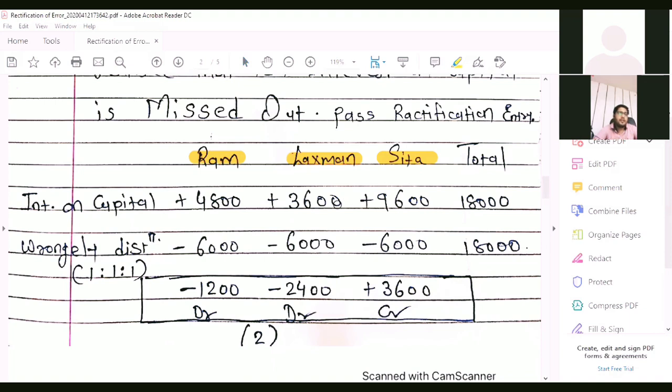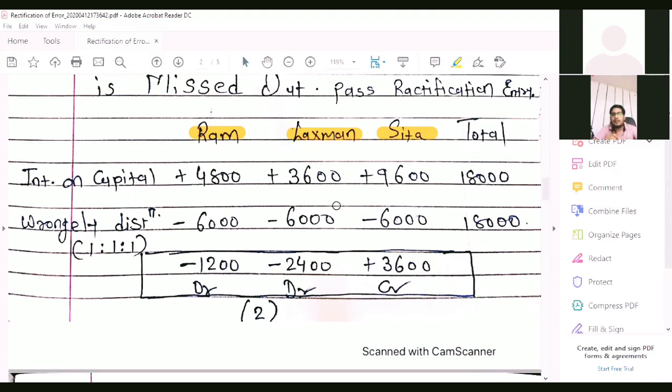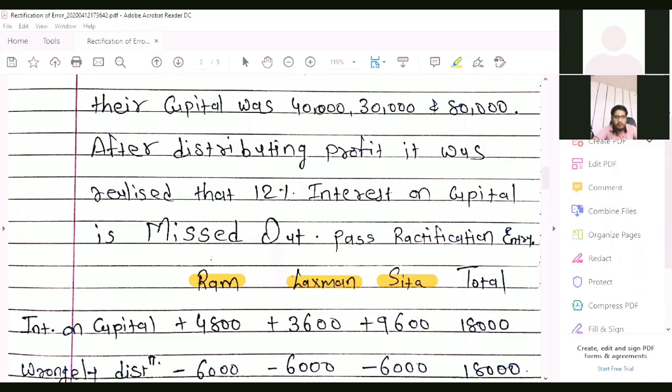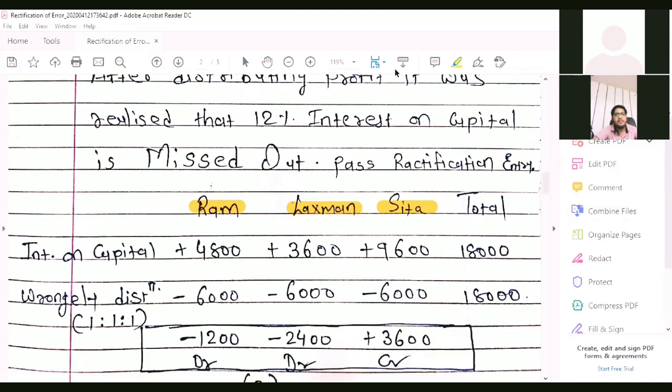Now first let's write the correct amount which we have done in the previous sum. So what is the correct amount? See, this 12% interest is missed out. So let's calculate that 12% interest. Capital you have given 40,000, 12% comes to 4,800. 30,000, 12% comes to 3,600. 80,000, 12% comes to 9,600. So this is how it comes to total 18,000.